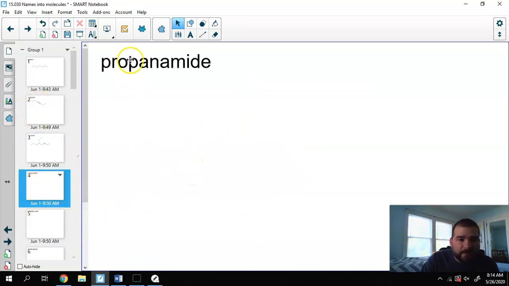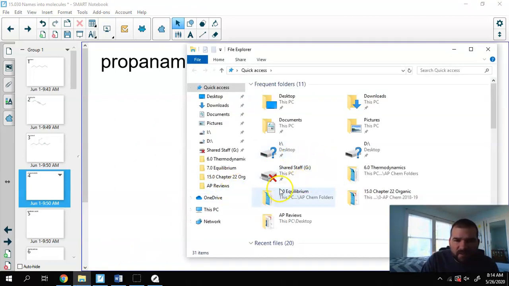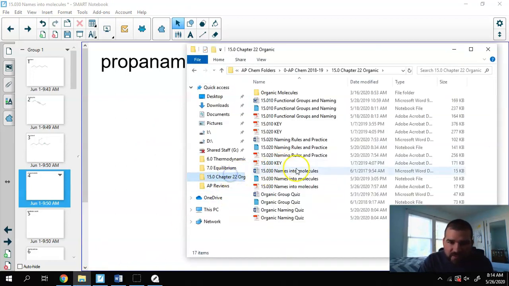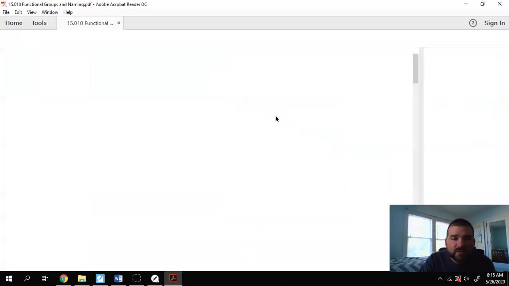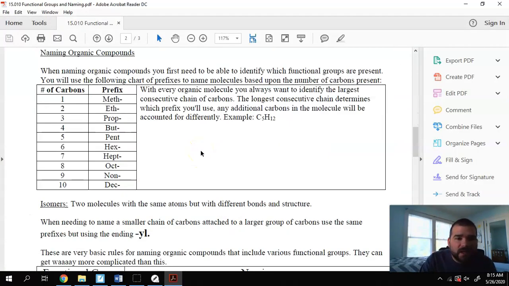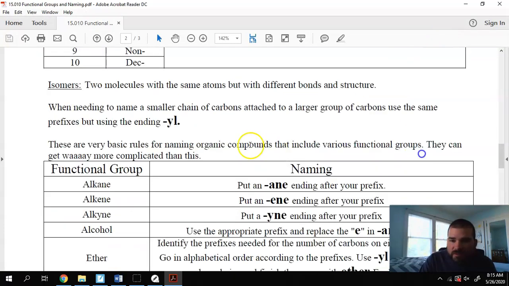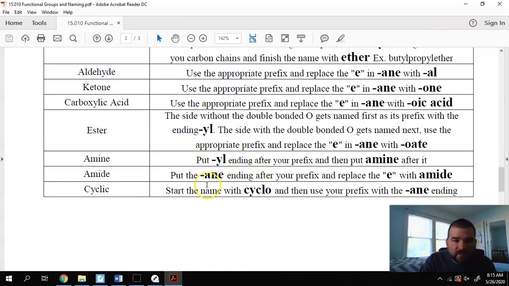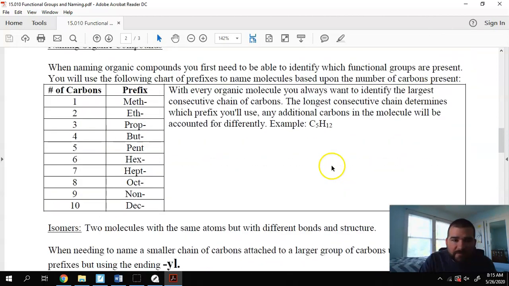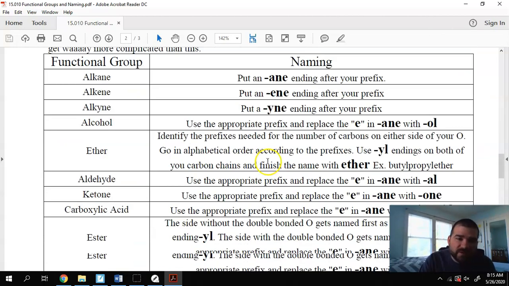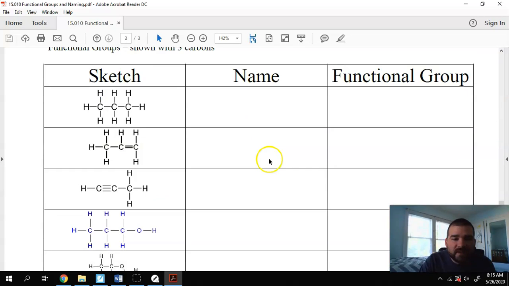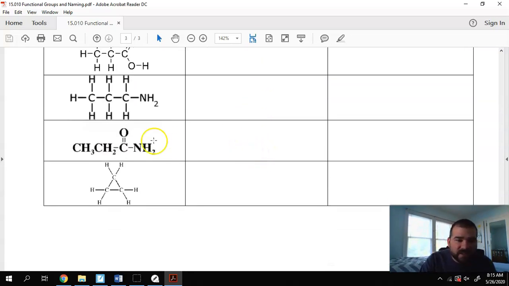Propanamide. Prop is implying 3 carbons. Amide at the end is implying a nitrogen and oxygen group. So just for the sake of argument, because again, it's been a little bit, and this was last week, let's open up the old sheet, just to make sure that we're not screwing this up. And if I scroll down, I'm going to close this. Okay, and amide, that's the naming. Oh, I'm sorry, it's in my notes. Oh well. But an amide's going to look something like this.